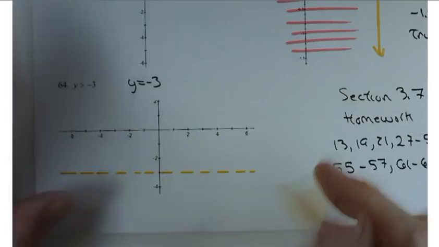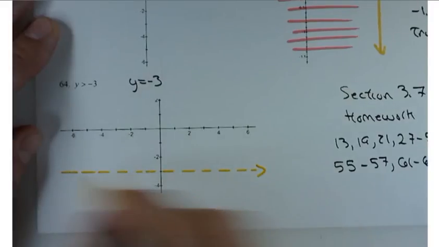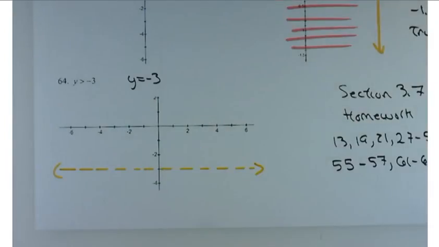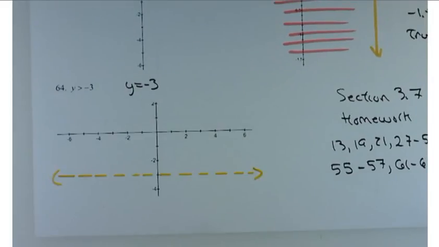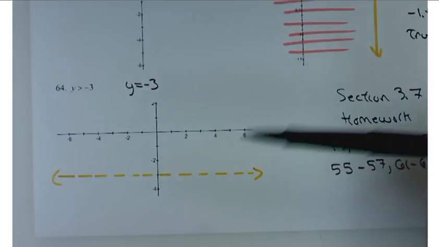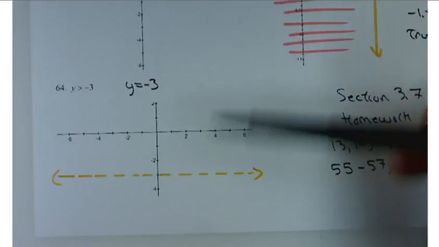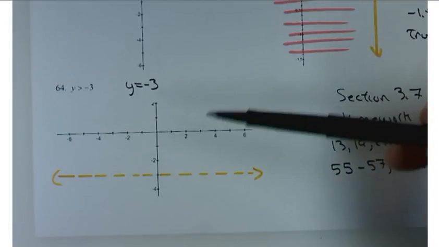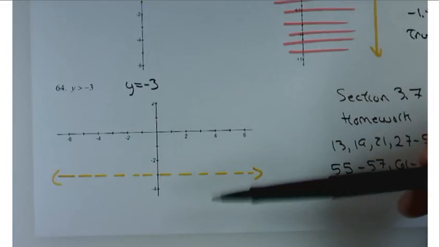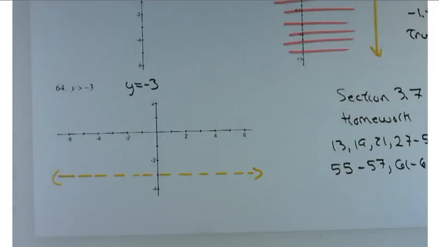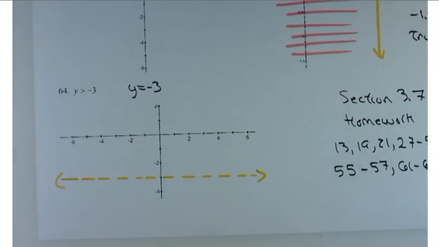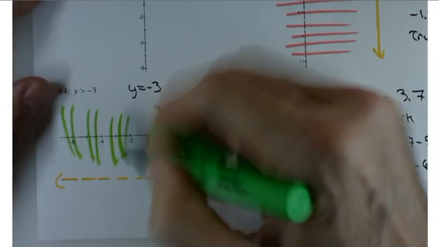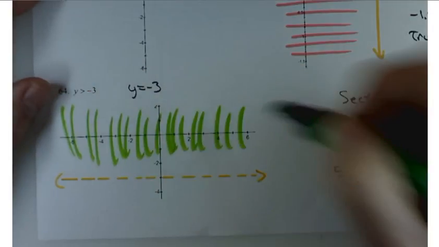But let's think about this in terms of the inequality. And it's all right for these ones with only one variable. It's a little tougher to do with two variables. But where am I going to find points that are greater than -3 along the y direction? Above here or below? Above. Now you can test points and you get that same conclusion. If you test, say, 0, 0, 0 is greater than -3, you shade above.